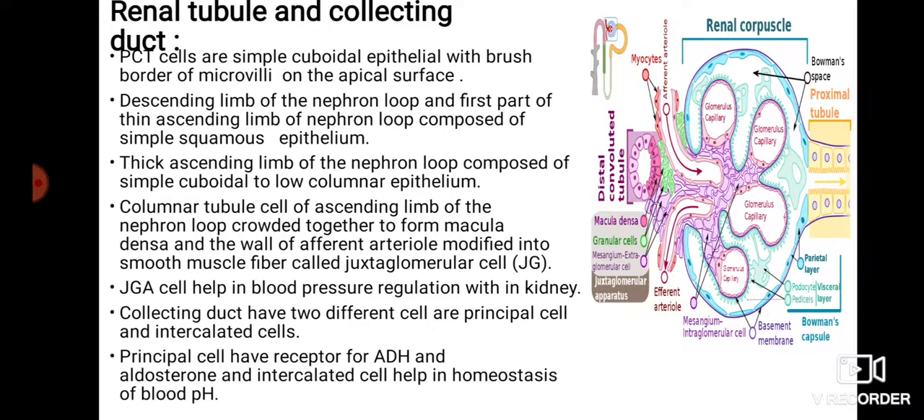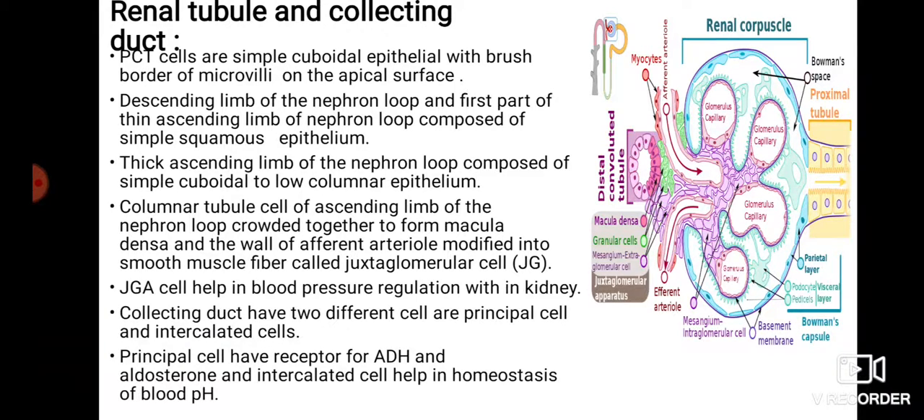The columnar tubular cells of the thick ascending limb of the nephron are crowded together to form a macula densa. Okay, the columnar tubular cells of the ascending limb of the nephron crowd together to make the macula densa, and the wall of the afferent arteriole is modified into smooth muscle fiber and forms juxtaglomerular cells, okay.